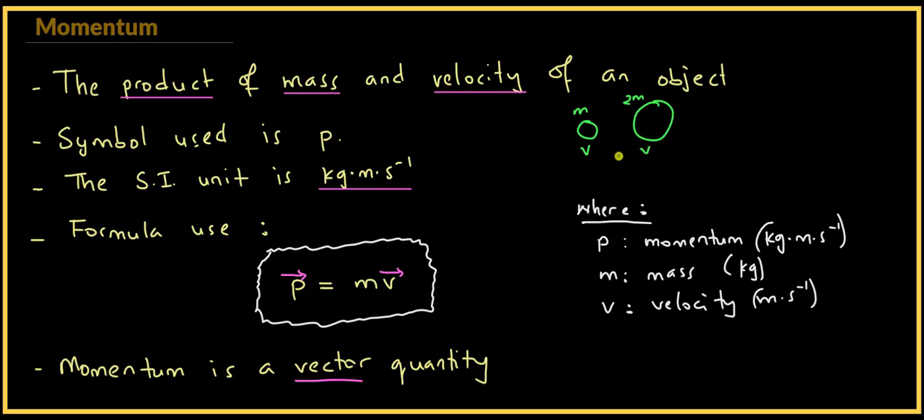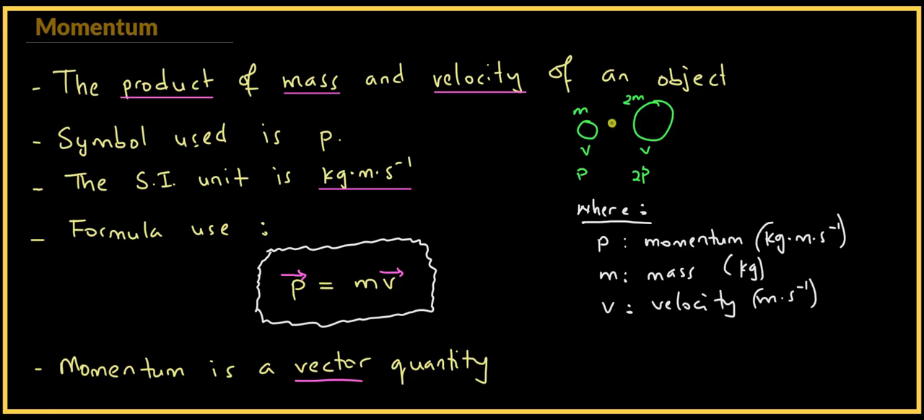So these objects are moving at the same velocity, but the masses are different. Now, what will be the momentum of object number 1? Since the mass is m, the velocity is v, obviously the momentum will just be p. But for this one here, we have doubled the mass of the object, so its momentum is actually going to be 2p, twice the momentum of the first object.